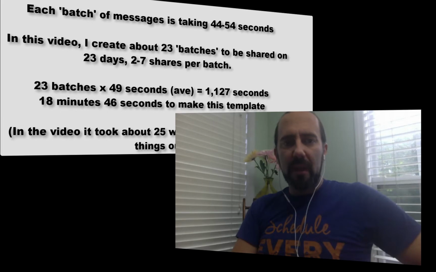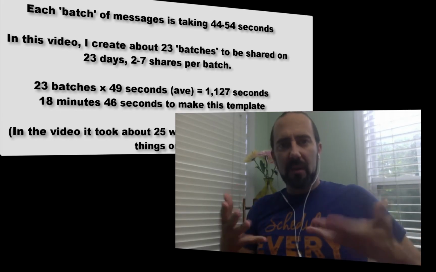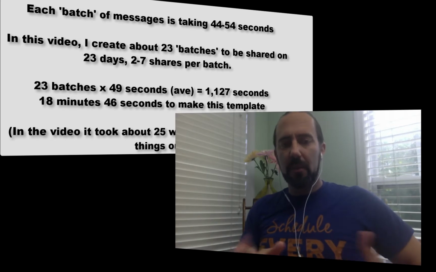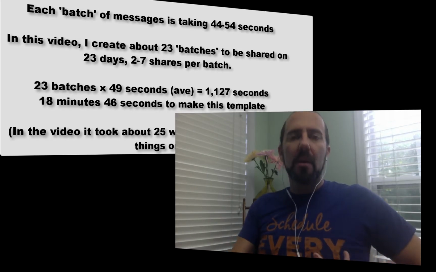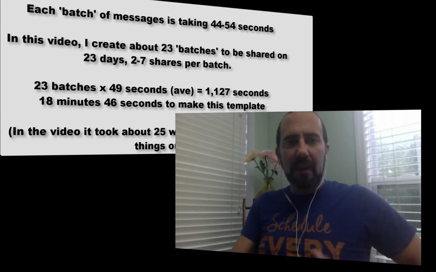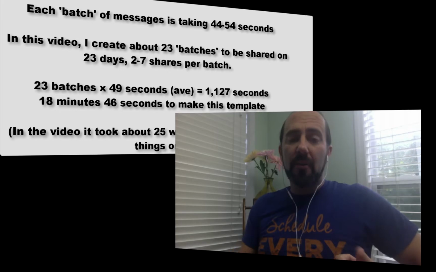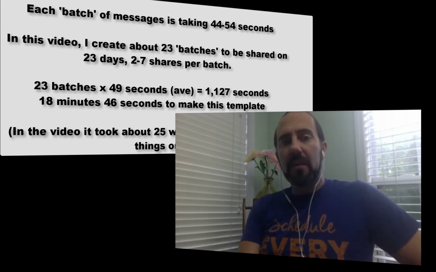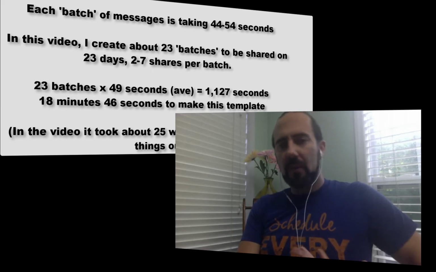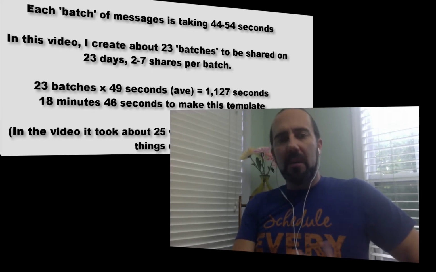44 to 54 seconds to create a batch of social messages. So if you think of everything that's going to go out on a single day or particular share time of day, it took 40 to 55 seconds or so. And in this video that I created yesterday, I created 23 batches. I was trying to create about a year's worth of messages. The messages for the first day, the day after, that first week, and then approximately monthly after that with a couple of extras. And it was 23 batches of things that needed to be shared.